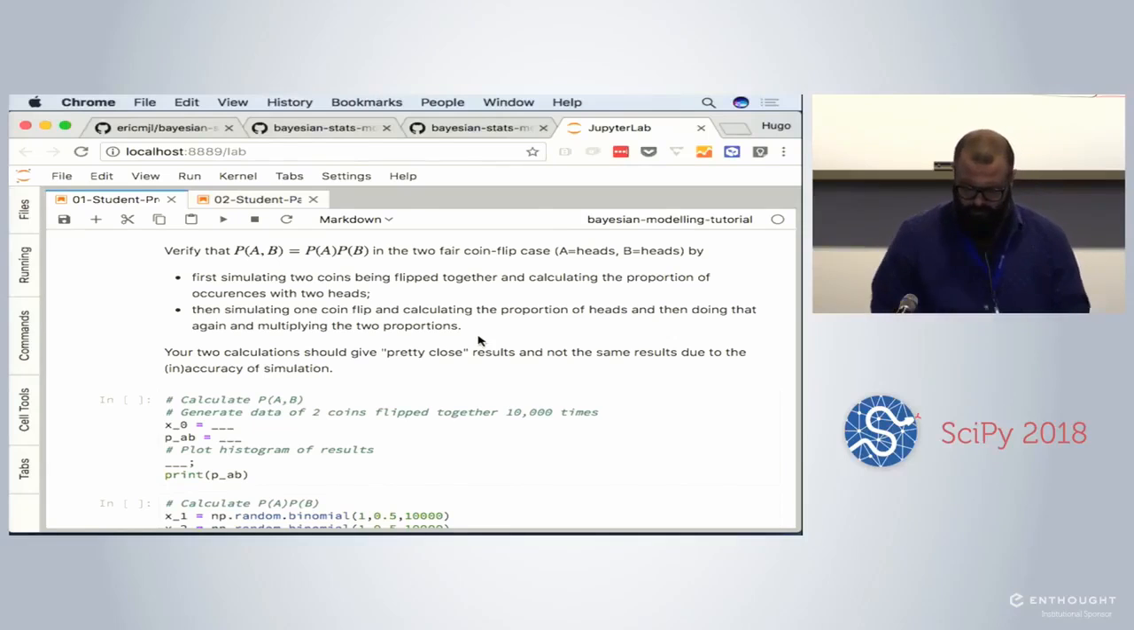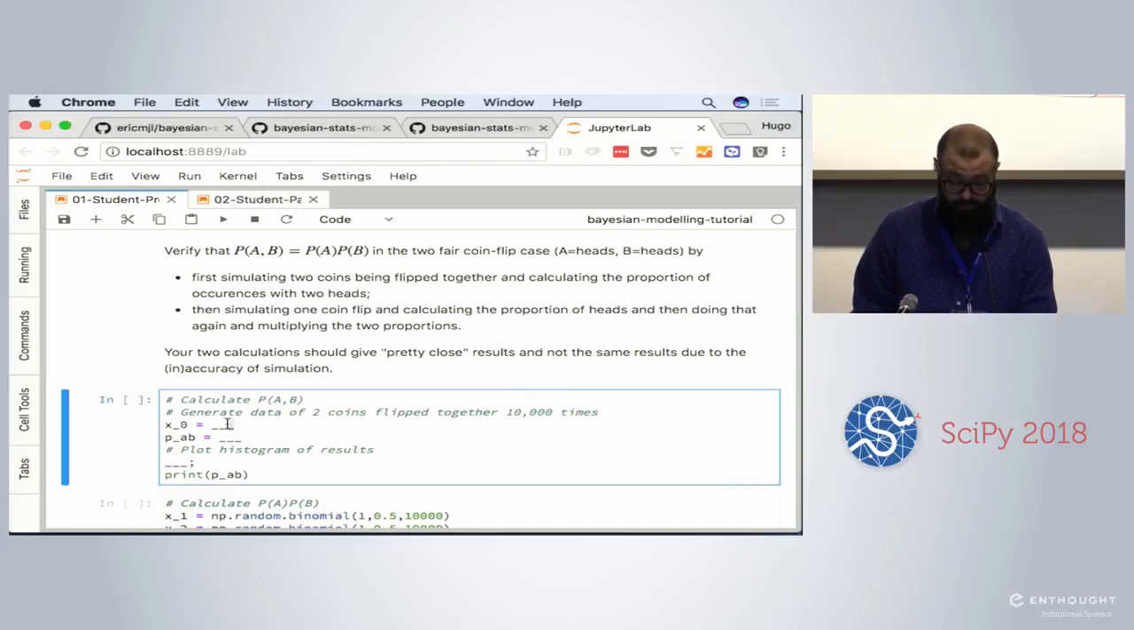Okay. So the way we're going to do that is we're going to generate the data of two coins being flipped together first, and then we're going to check out what the estimate of the probability is. Then we're going to generate them being flipped separately and see the same thing. Okay. So np.random.binomial. We've got two fair coins. Flip them 1,000 times.